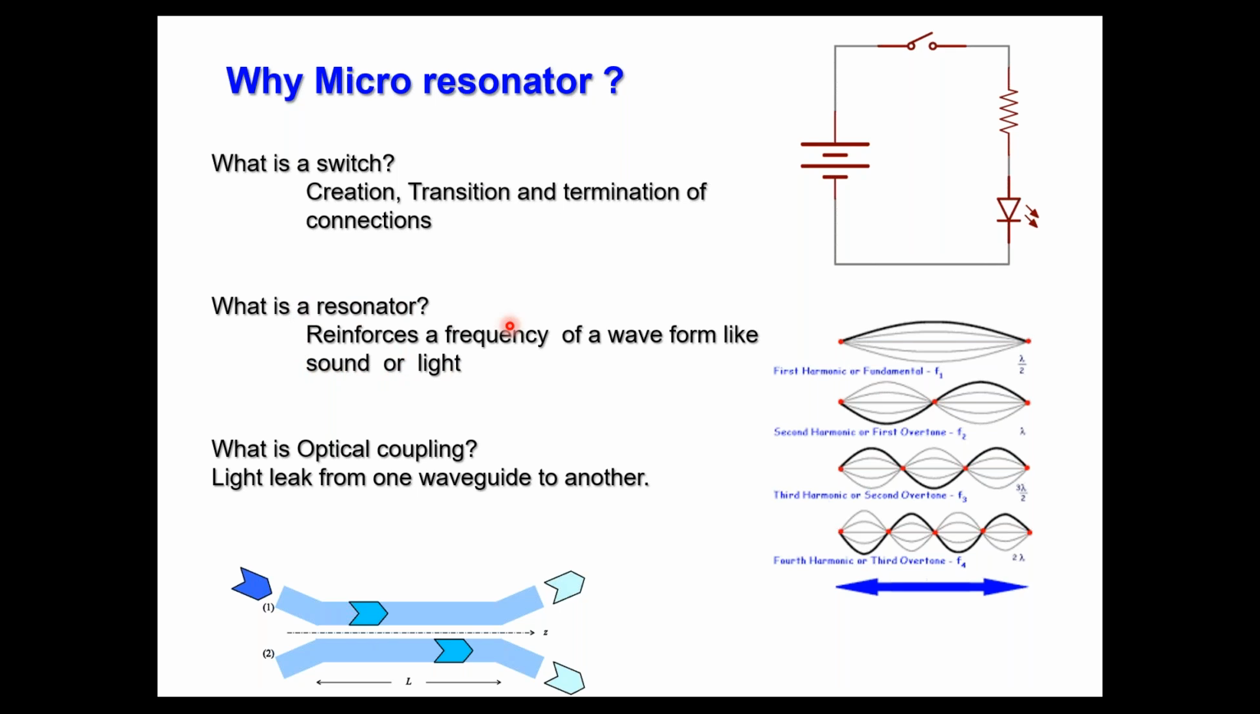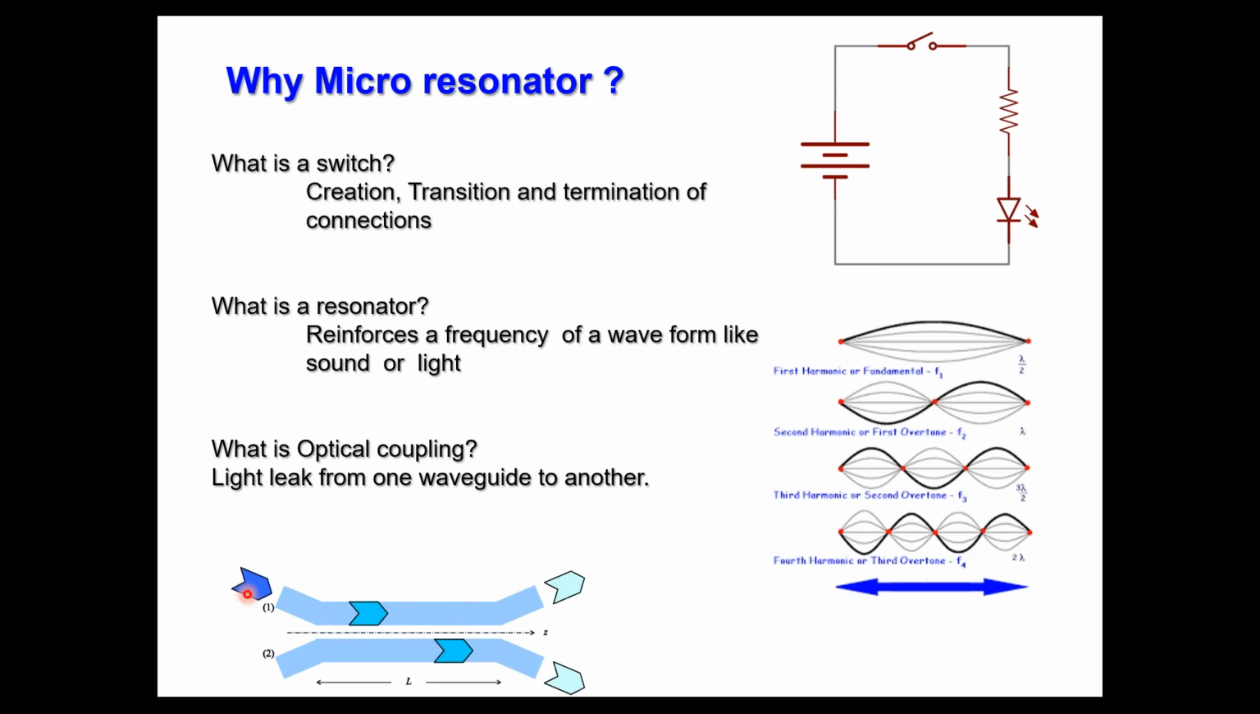And what is a resonator? A resonator reinforces a frequency. So it selects frequency and also optical coupling. Light can be leaked out of a cavity, or you can couple light into the cavity from the external world. This is similar to the directional coupler. If you have studied optical communication, a directional coupler makes use of the evanescent field that is penetrating into the nearby waveguide.